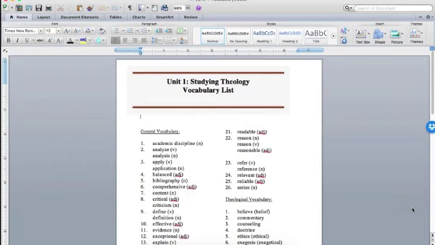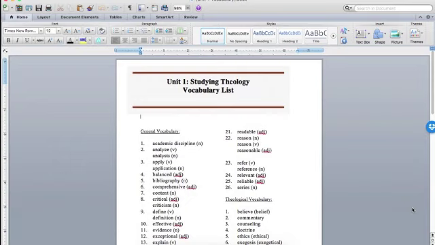Number 4, balanced. A balanced view of the problem requires listening to both sides. Number 5, bibliography. I found his bibliography even more useful for my research project than his book.